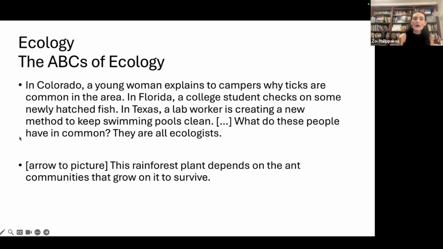What do these people have in common? They are all ecologists. Very good. Oh, there is a picture too. Let's read that, the label for the picture.